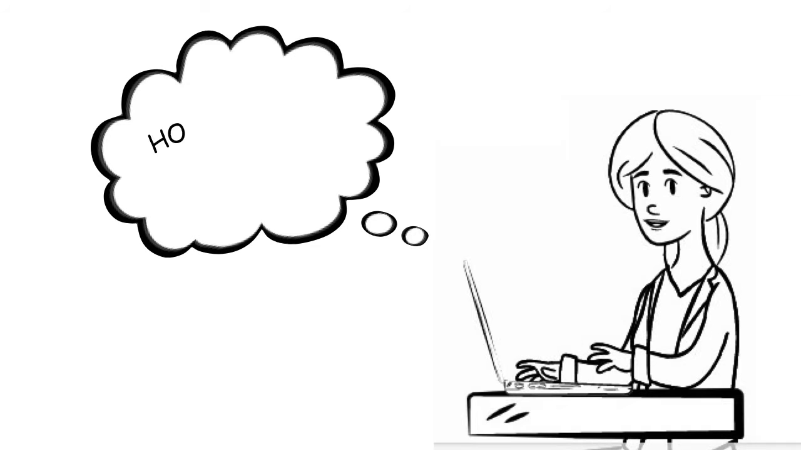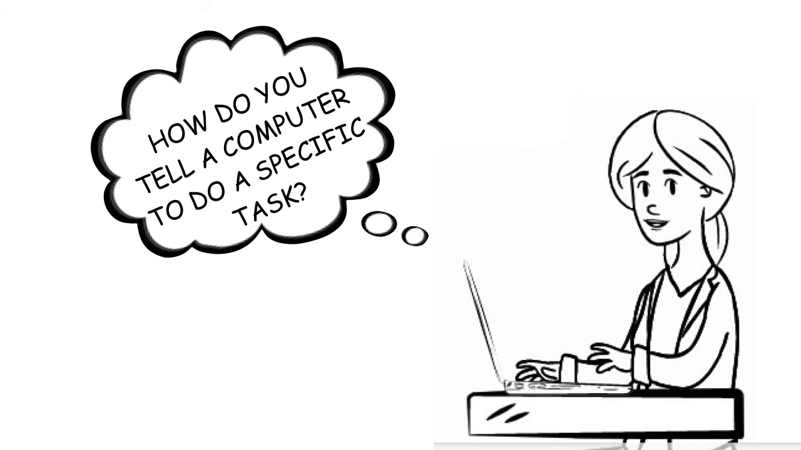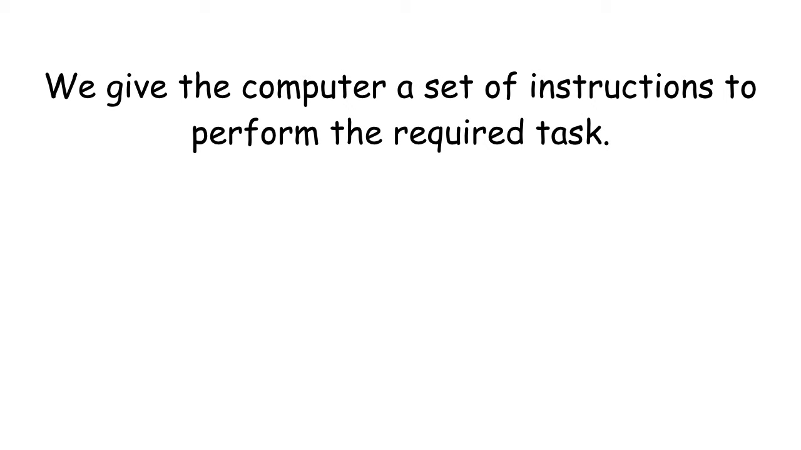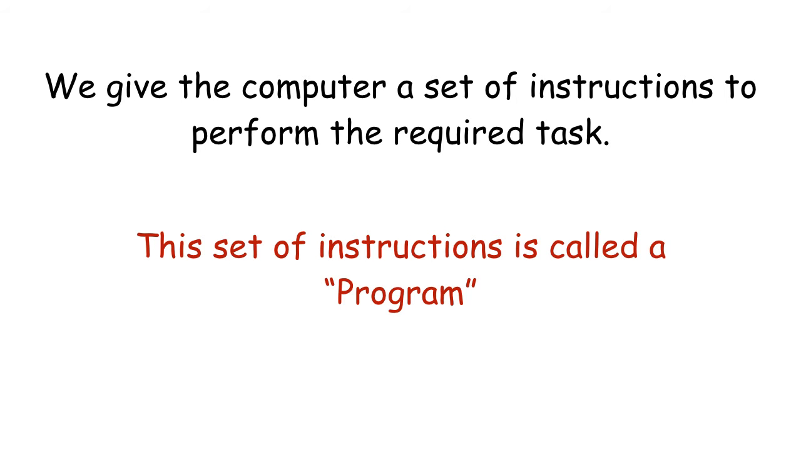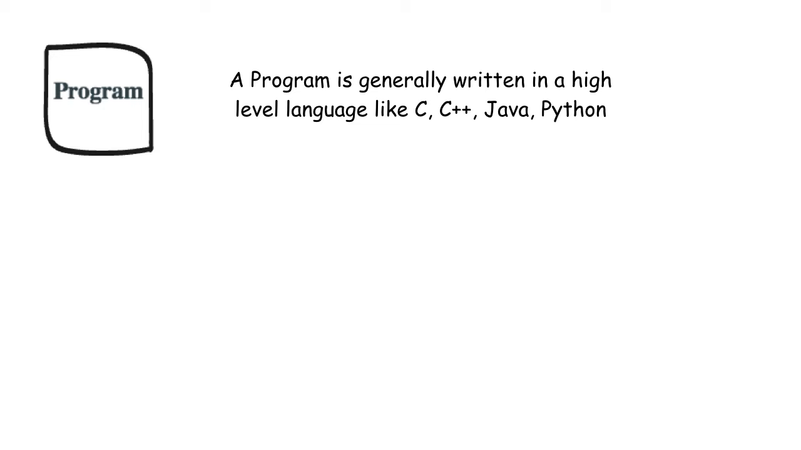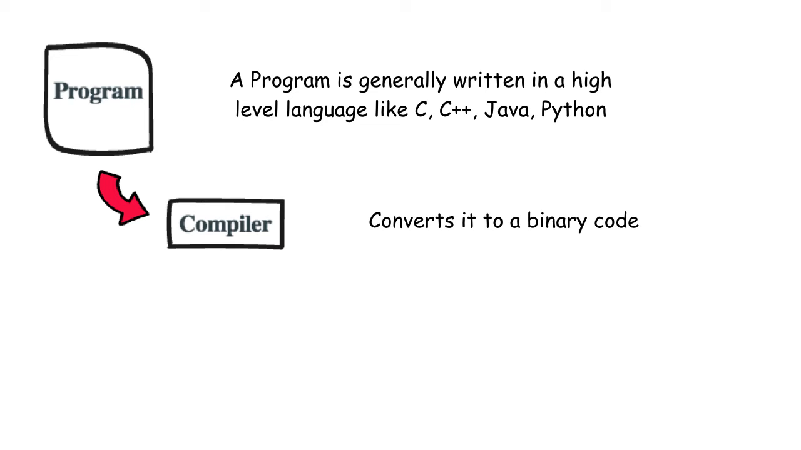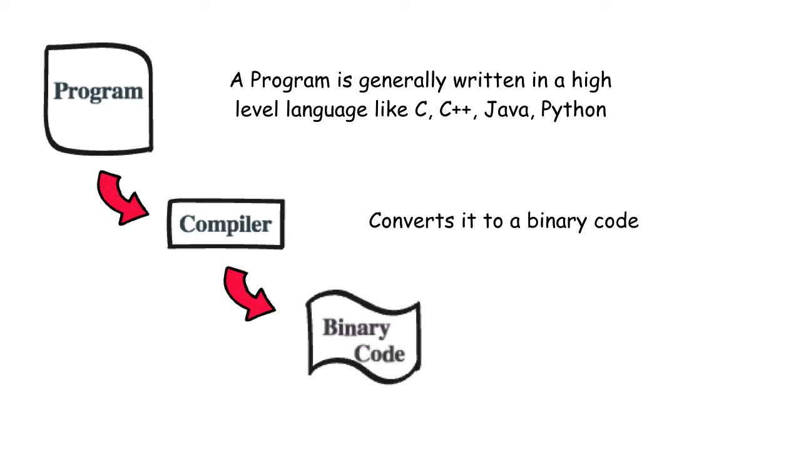How do you tell a computer to do a specific task? We give the computer a set of instructions to perform the required task. This set of instructions is called a program. A program is generally written in a high level language like C, C++, Java, Python, which a computer does not understand. So we pass the program through a compiler which converts it to a binary code or a machine code which the computer understands. So now we have a binary code for the program, ready for execution. But is this enough?